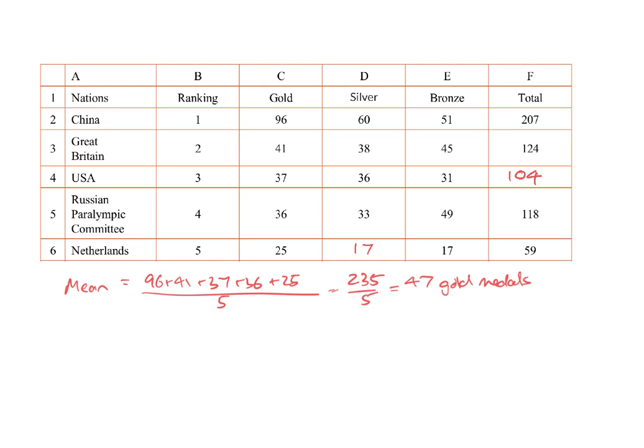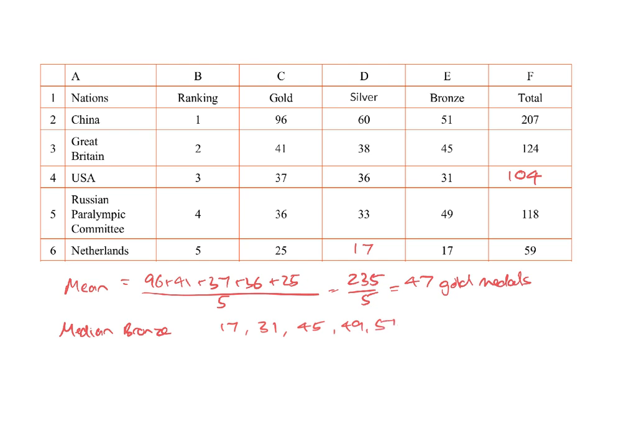It might ask you for the median, and in this case it could be the median of the bronze medals. Now, for the median of bronze, we have to take the values for the bronze, which are 51, 30, 45, 31, 49 and 17, and put them in order first. So you cannot use the order that we're given. If you look, these are clearly mixed up. So put them in order. The smallest one would be 17, then we go 31, 45, 49 and 51.